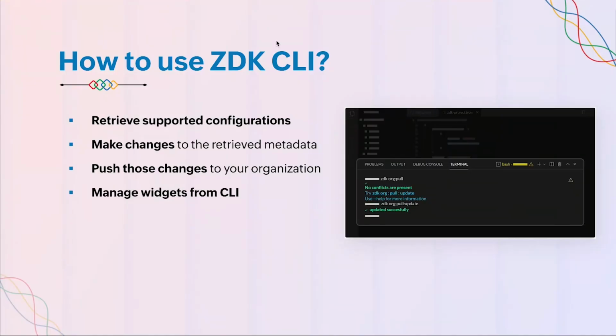To use ZDK CLI, you need the relevant files, all the JSON files from the Zoho CRM org, in your local directory. For this, you need to pull the metadata configurations to your local directory. Then you can add or modify metadata, and then you can push or deploy those changes back to your Zoho CRM organization. The same thing goes for widgets as well, where you can add or modify widgets.